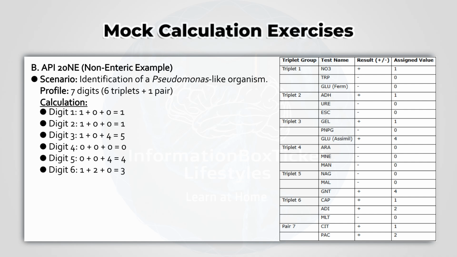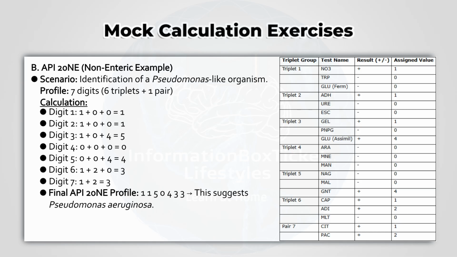Pair 7, CIT is positive, giving 1. PAC is positive, giving 2. Together, these give the final digit, 3. Putting all digits together, the final API 20NE profile code is 1150433. According to the API identification database, this biochemical pattern is characteristic of Pseudomonas aeruginosa.